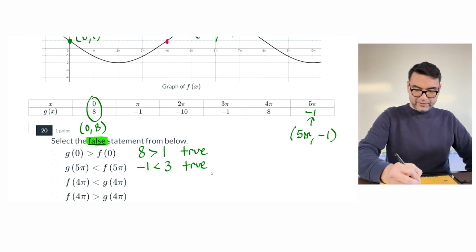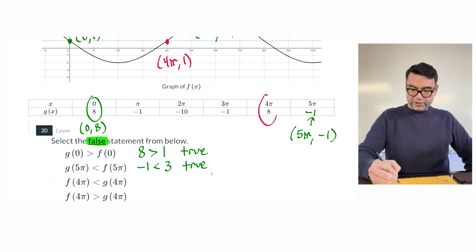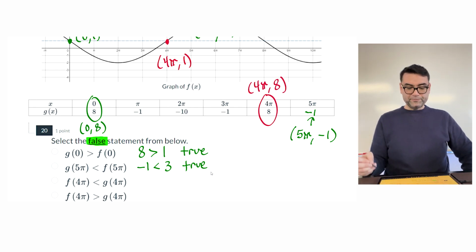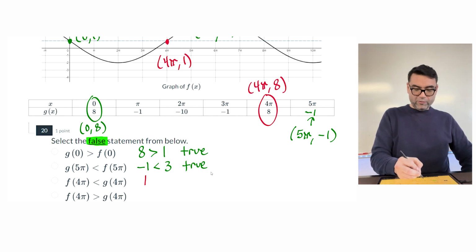Well, f of 4 pi is here. So that point is 4 pi, 1. And in my function g, that's right here. So 4 pi comma 8. So this would be written 1 is less than 8, but that is true.